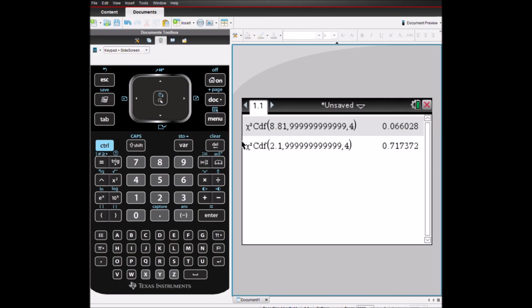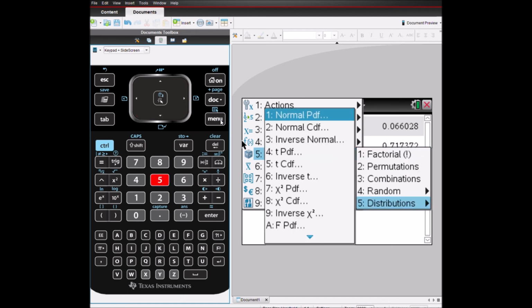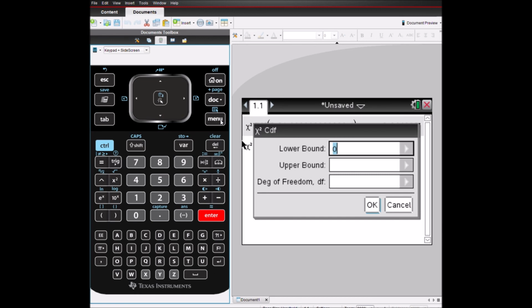So now I want that area. Maybe I should just show how we get that again, because we're going to want to practice that a lot. So probability distribution is number 5, and then number 8, chi-square CDF. The lower bound is 5.6. Upper bound, there is no upper bound, so infinity, a bunch of 9s. Degrees of freedom: how many categories were there? There were 6 categories, 6 different ways a die can be rolled. You subtract 1, and our degrees of freedom is 5. Press OK.